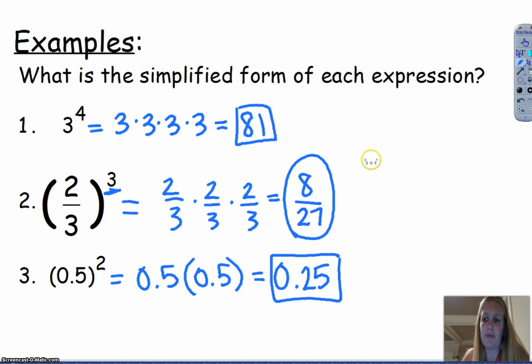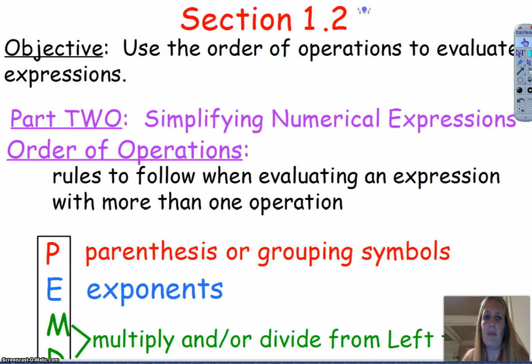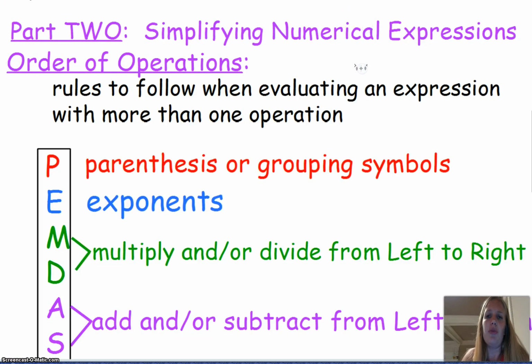Now let's do part 2. Part 2, excuse me, let's jump back up to the words here. Part 2 is simplifying numerical expressions. Numerical expressions just mean that you're going to deal with numbers. And we have the order of operations because there's a set way we have to do things in order to get the right answer always. Okay, and you should know these already. I would expect that you know them.